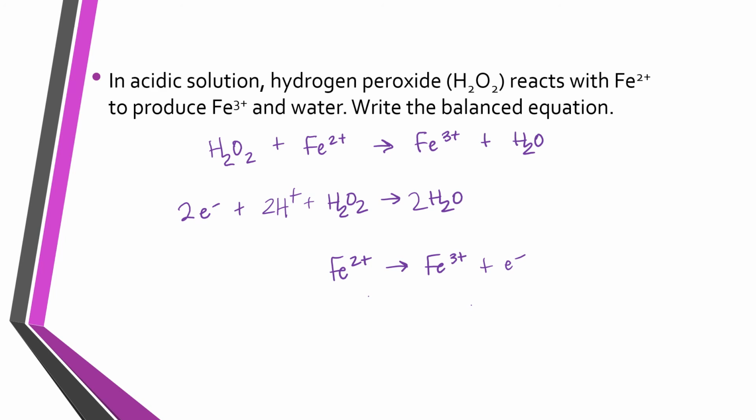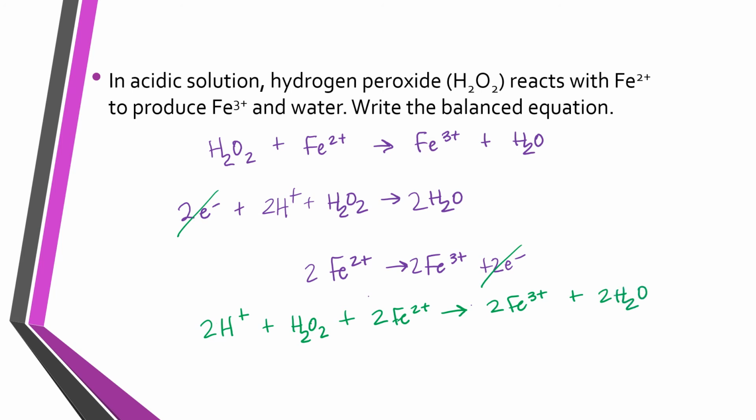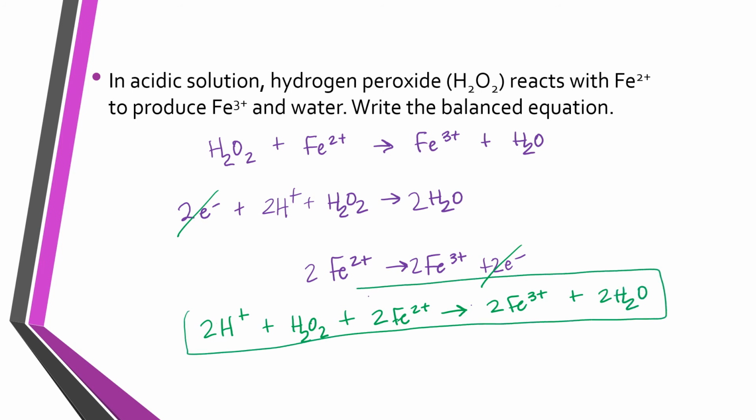Now I have 2 electrons at the top and 1 at the bottom, so I'm going to have to multiply through by 2. Now my electrons cancel, and I have no other like terms, so I'm going to add the 2 together. So I have 2H plus, H2O2, plus 2 iron 2 pluses yields 2 iron 3 pluses plus water. And after we do all of this work, we can always go back and check and make sure everything adds up. So on the left-hand side, I have 4 hydrogens.